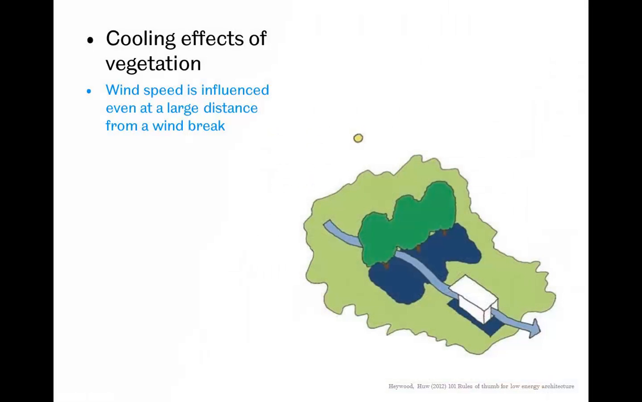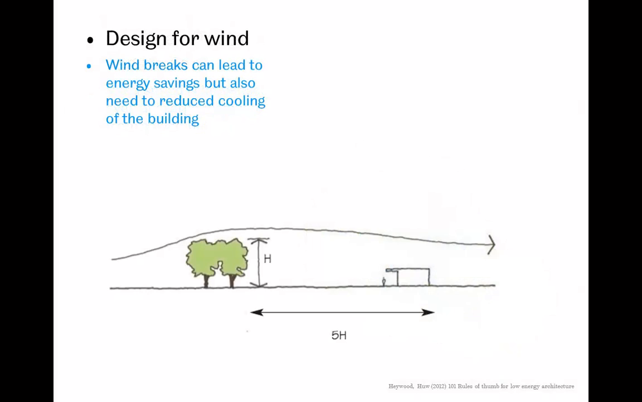Okay, so we're going to move now into some principles on a more district scale. So looking at buildings, but looking at buildings within their district, within their urban setting. So wind speed is influenced even at a large distance from a windbreak. So if you have trees, for example, creating a windbreak, you will be reducing and affecting the wind flow even quite a distance away. Windbreaks can lead to energy savings because in the cooler months of the year, you're not cooling your building down with high levels of wind flow. But equally, you can have a reduced cooling effect in summer.